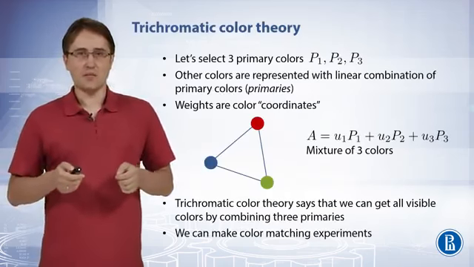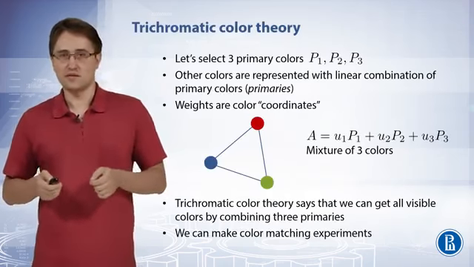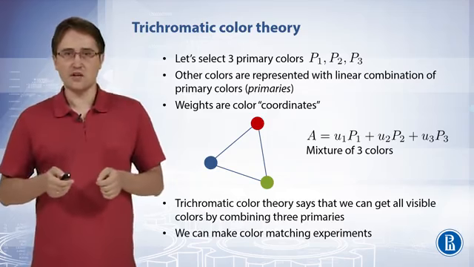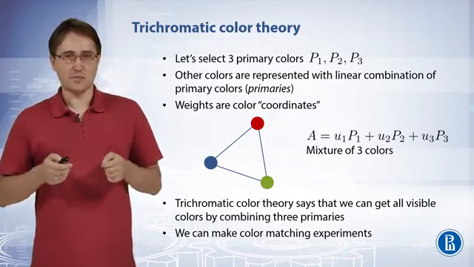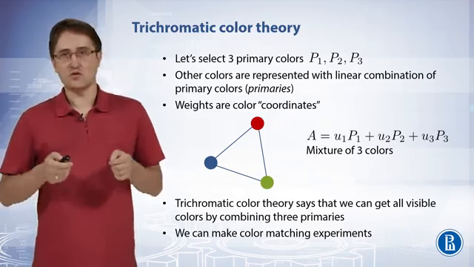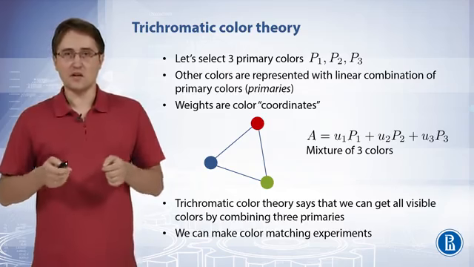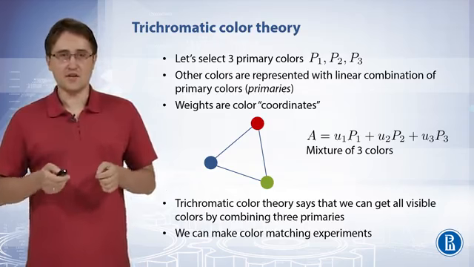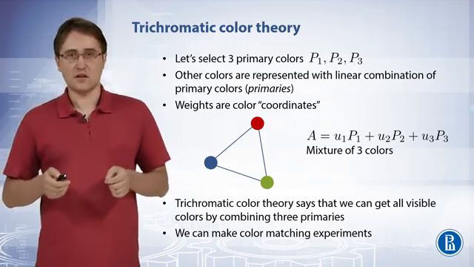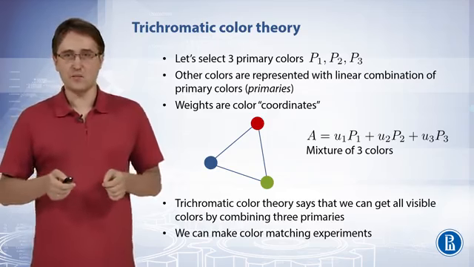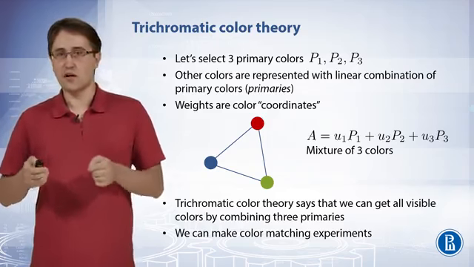Let's select three primary colors P1, P2, P3. We can try to represent all other colors with a linear combination of these primary colors. Such primary colors are called primaries. And the weights that are used to represent other colors can be called color coordinates in this color model or color coordinate system. There is a theory called trichromatic color theory that says that we can get all visible colors by combining just those three primaries.